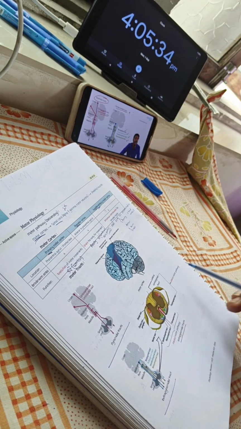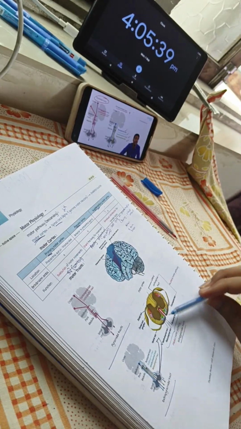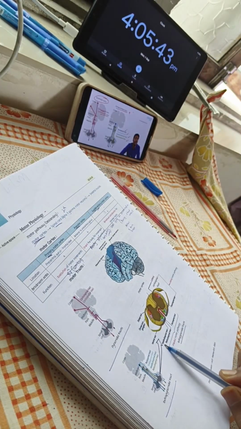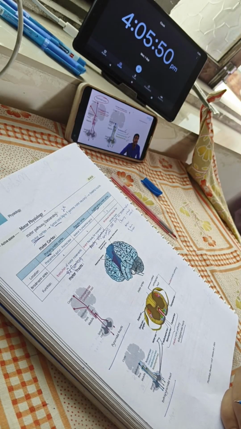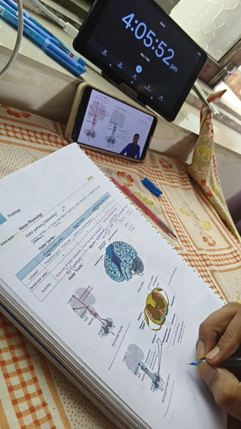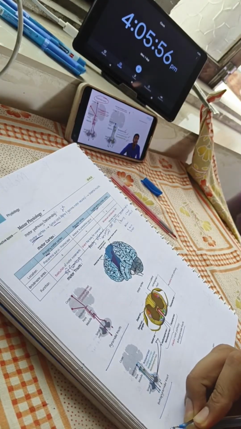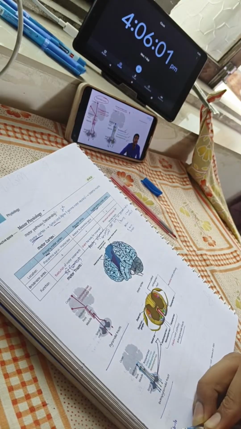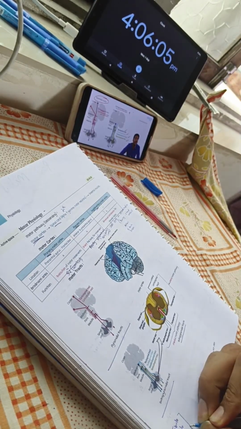Ventral, dorsal. On the ventral side, we have VRT, reticulovestibulo-tecto, tecto-reticulovestibulo. T wala, vestibulo, reticulo, tecto, T wala.